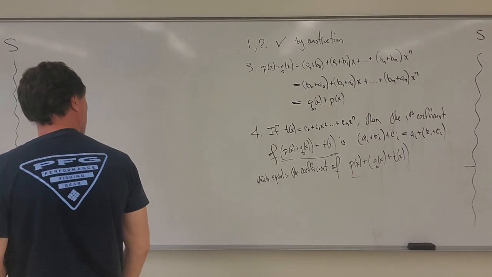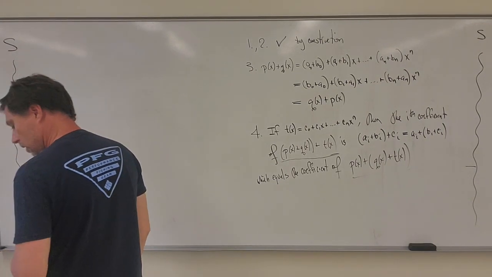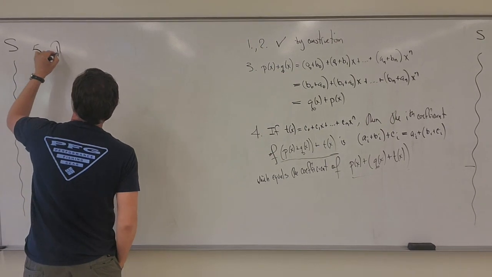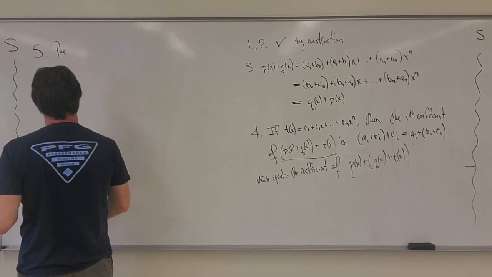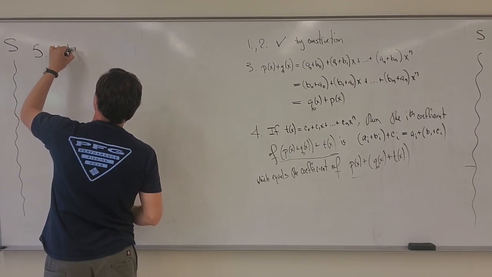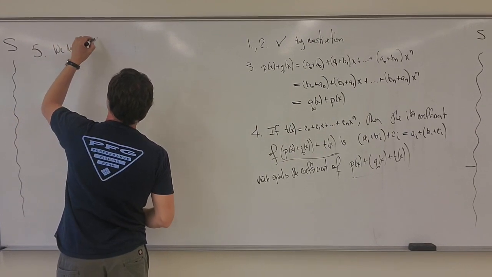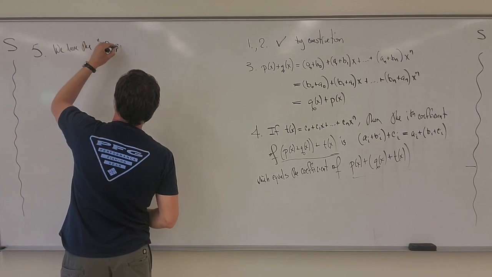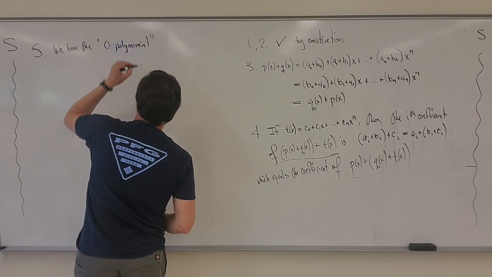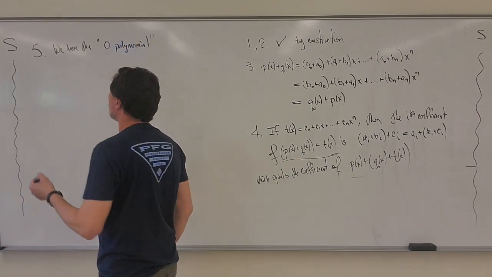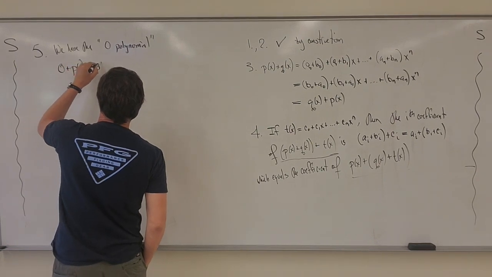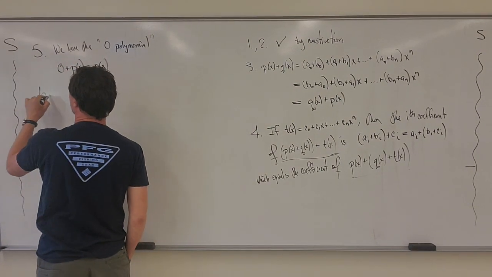Okay, so what's our next property now? I want to check property 5. Let's say it like this. We have the 0 polynomial. That's just a constant polynomial, 0, right? 0 plus p of x is definitely equal to p of x.